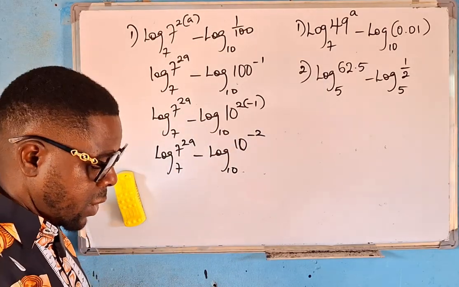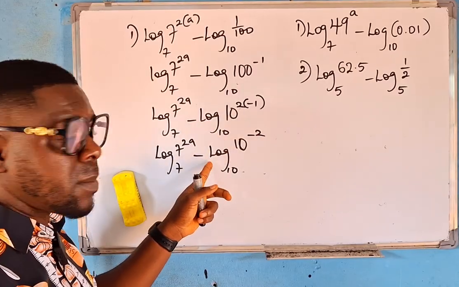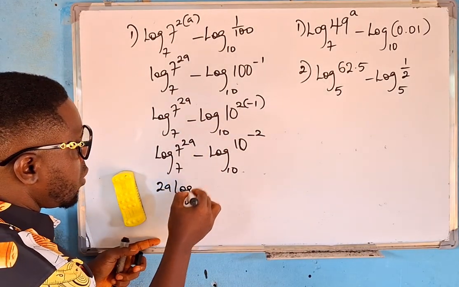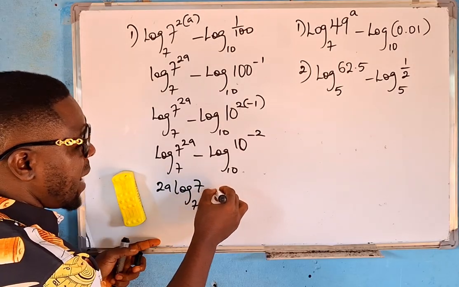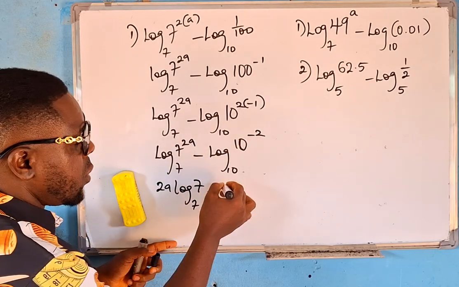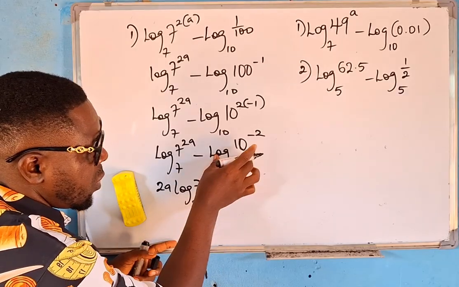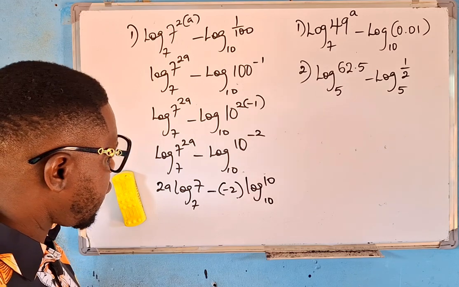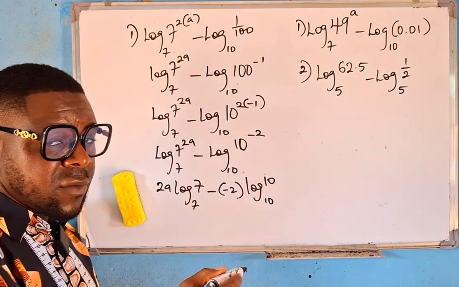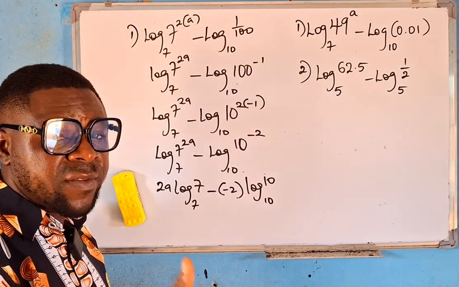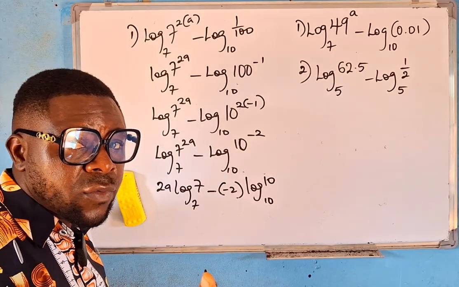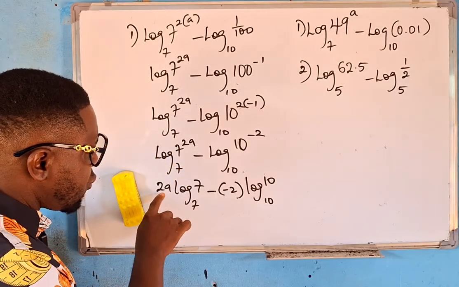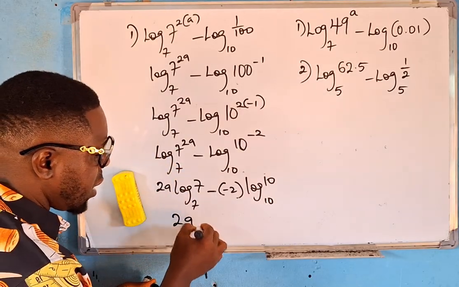Now, in our index law, the power can come and multiply the log. The power here is 2a. So this will give us 2a log 7 base 7 minus, the power here is minus 2, bracket minus 2, the power will multiply the log 10 base 10. Now watch. One of the laws of indices says that logarithm to its base is 1. So if I have log 2 base 2, it is 1. Meaning that log 7 base 7 is 1. And 2a times 1 will give me 2a.